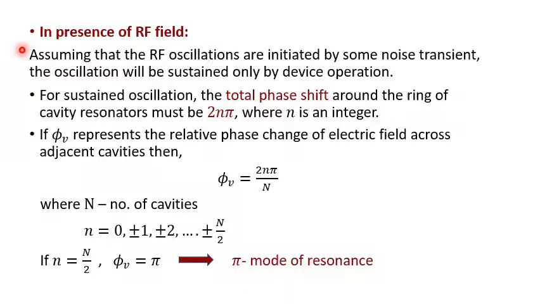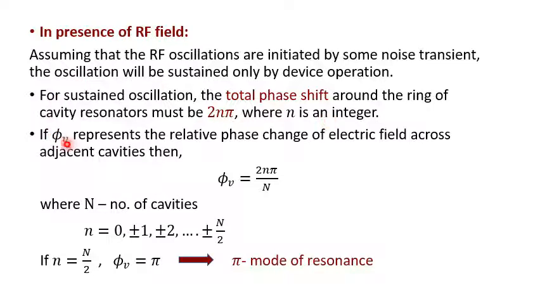Now we will look at how the electrons behave in the presence of an RF field. Assuming that the RF oscillations are initiated by some kind of noise transient, the oscillation will be sustained only by the operation of the device. In order to get sustained oscillation, the total phase shift around the ring of cavity resonators must be an integer multiple of 2π, that is n times 2π, where n represents an integer.